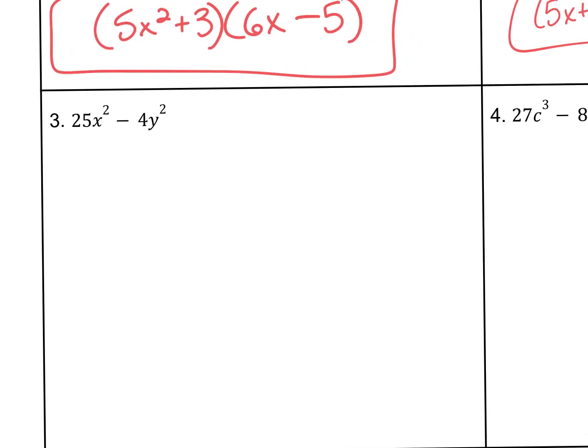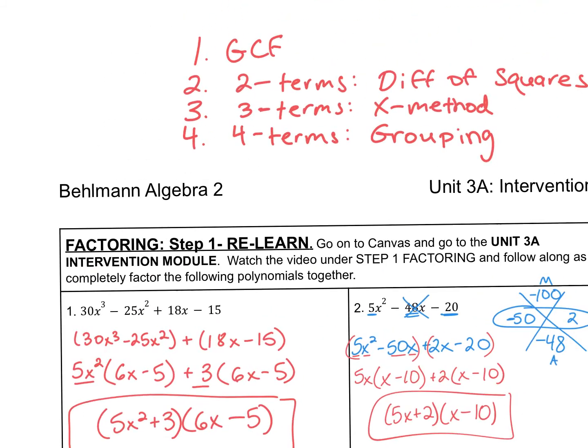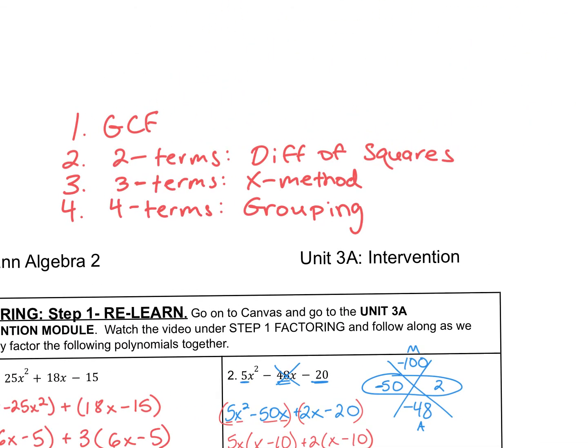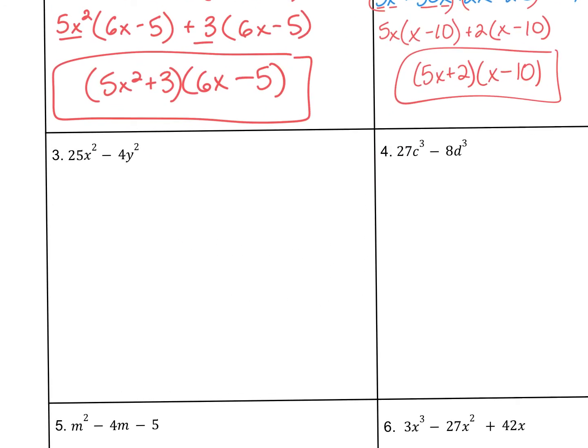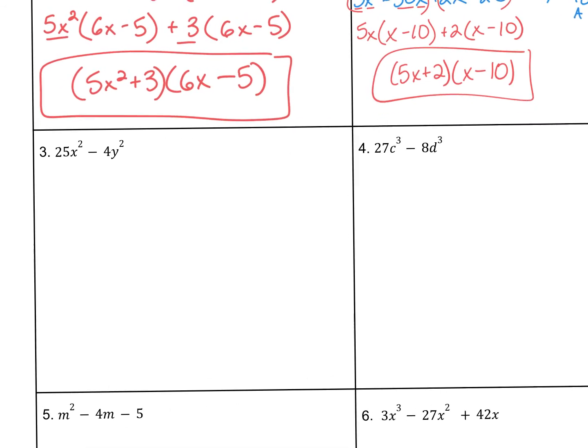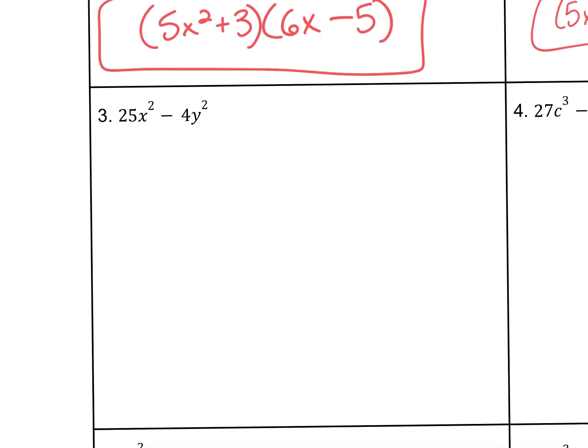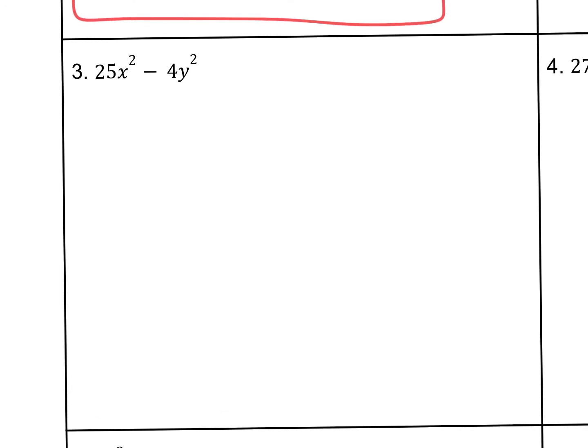Next one, we've got two terms. Okay, we said when we're dealing with two terms, we always consider difference of squares. We also have difference and sum of cubes, which I forgot to mention up here. That's the other one too. But we just want to really pay attention on these two problems, 3 and 4. These look very similar, okay? But we want to pay attention to the exponent that's on the variable.